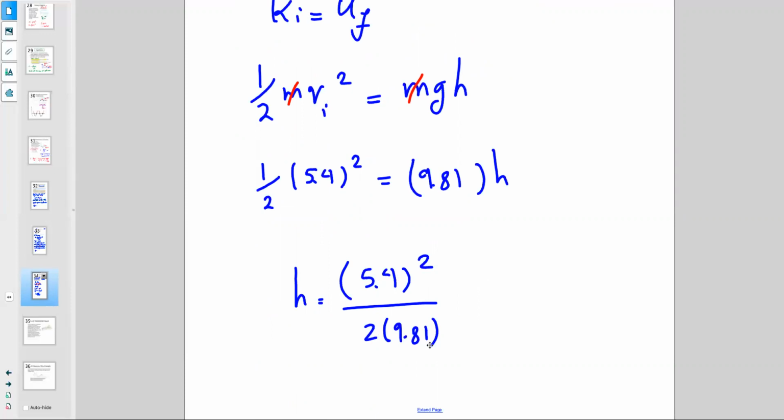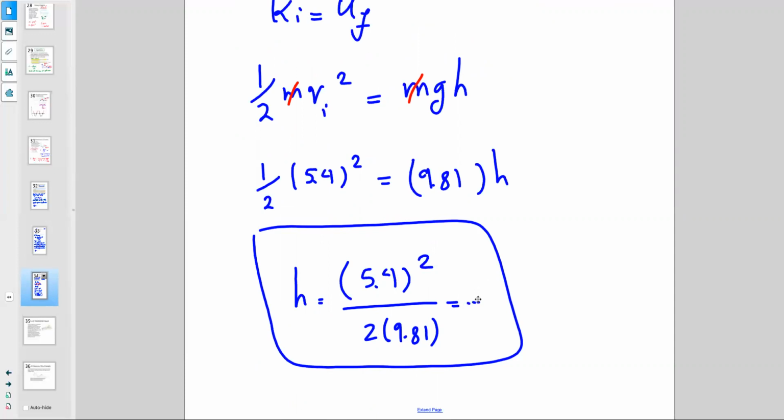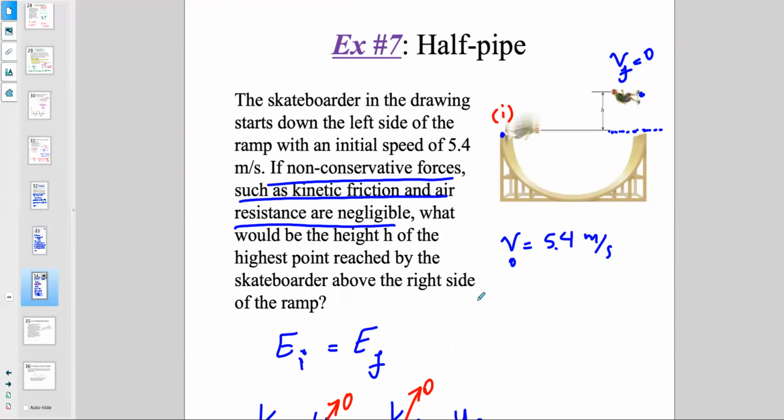The most important point or note from this problem is that you can choose a line as a reference line for your zero level gravitational potential energy.